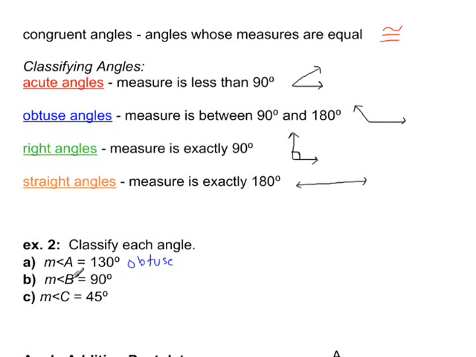B says that measure of angle B is equal to 90 degrees. Now the one that measures exactly 90 is this right angle. So B is a right angle. And in C, measure of angle C is equal to 45. So since that is less than 90, that means that C is acute.